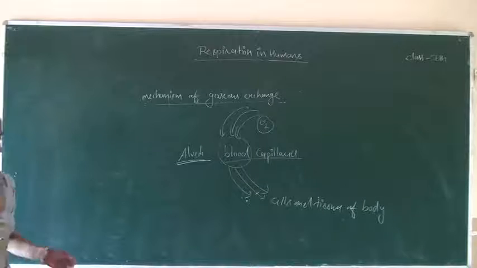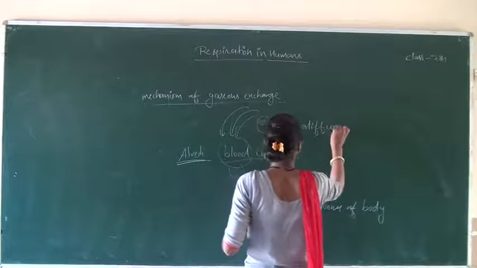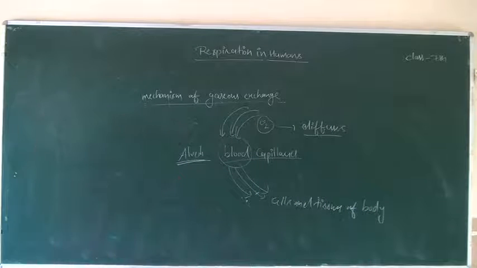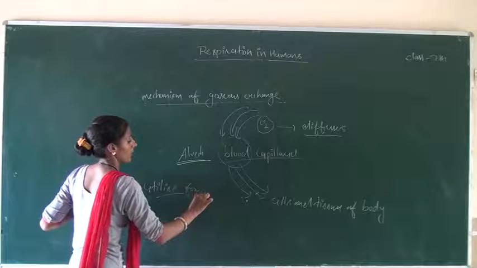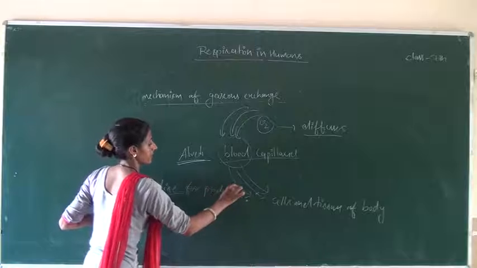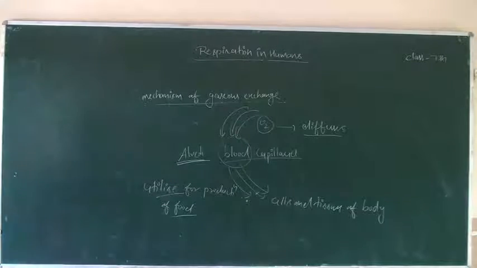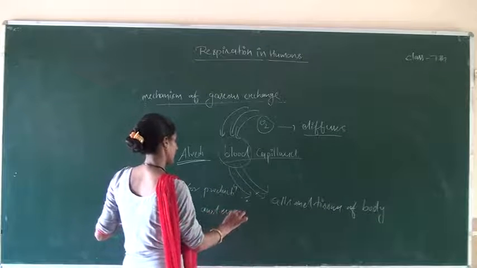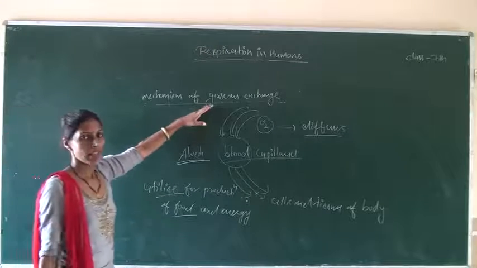After that, this oxygen now diffuses into the cells and is utilized for the production of food and energy. This is the mechanism of gaseous exchange.